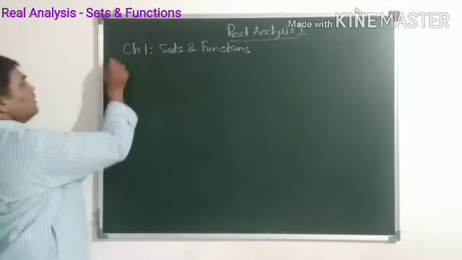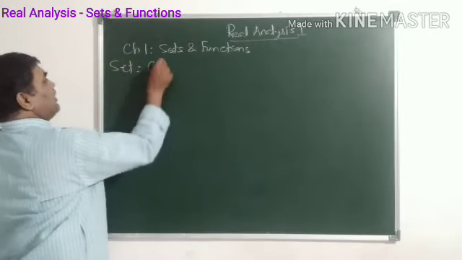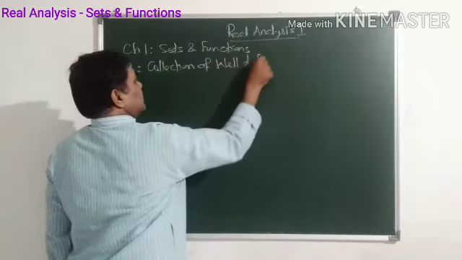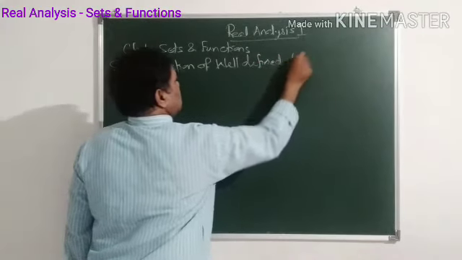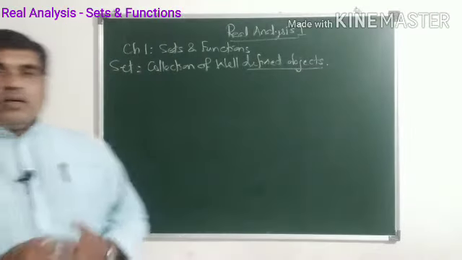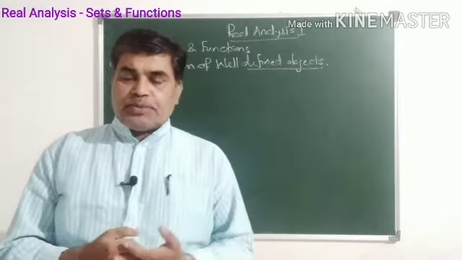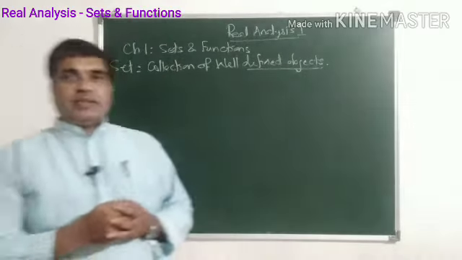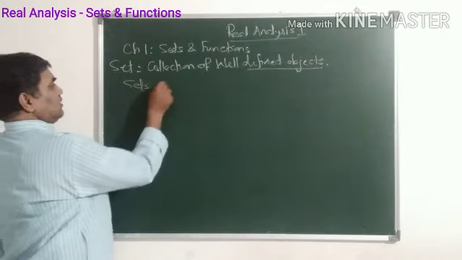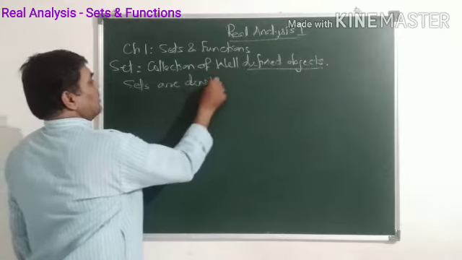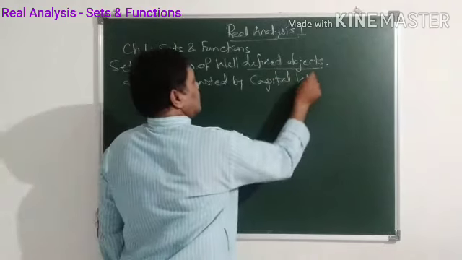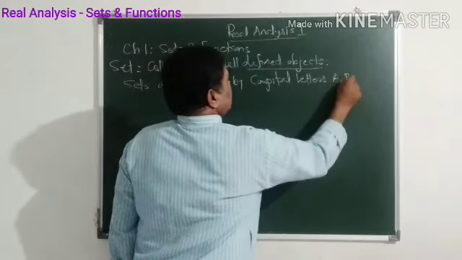So what is a set? A set is a collection of well-defined objects. The objects of a set are known as elements or members of the set. Sets are denoted by capital letters A, B, C and so on.